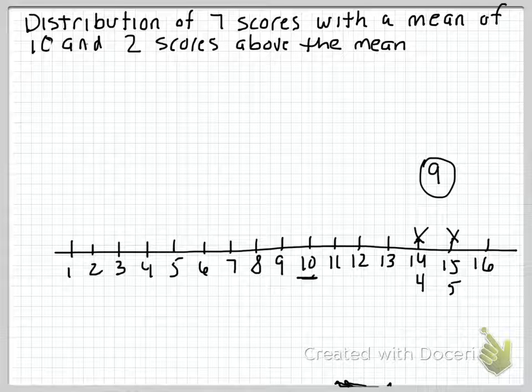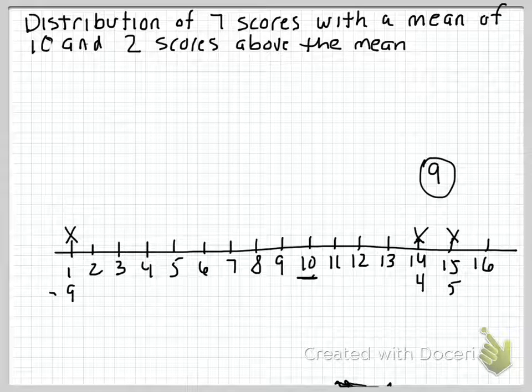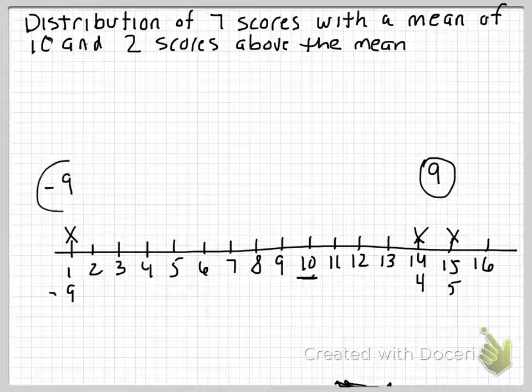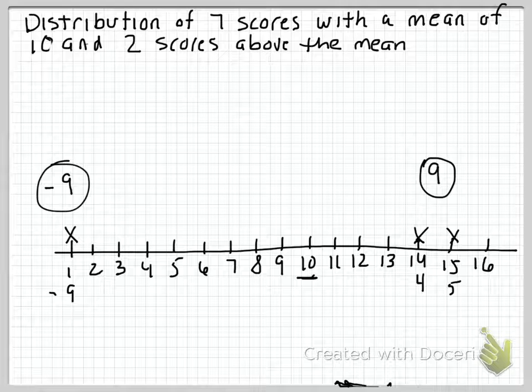If I just go 9 below the mean, I'd be at 1. 1 is 9 below the mean. That gives me -9 below the mean. So I realize the problem says you need 7 scores. I have 3 right now.